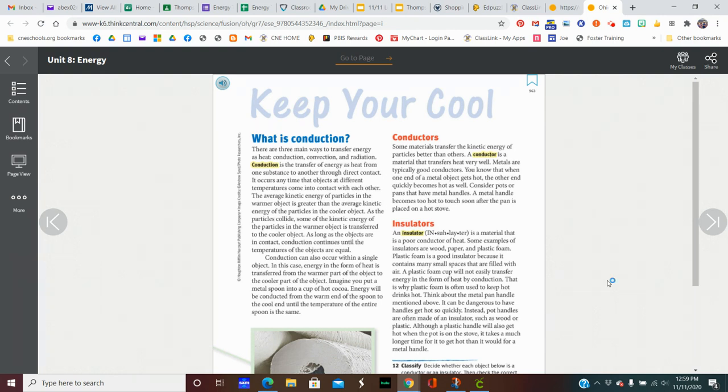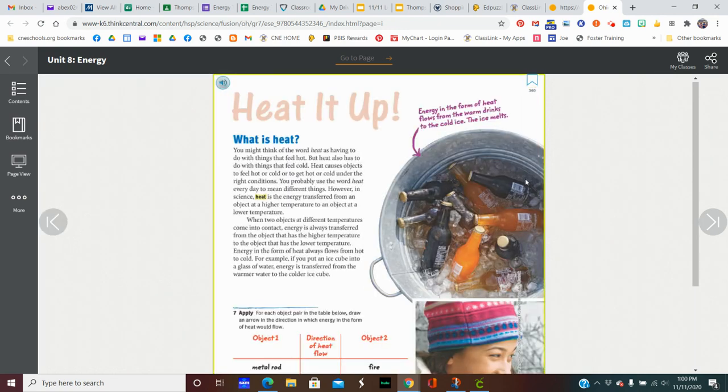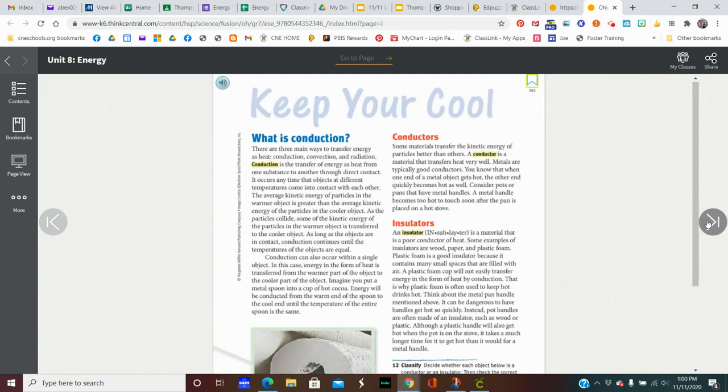So yesterday when we were looking at the picture of the drinks in the cooler, this would be an example of conduction. The drinks are touching the icy water. So the warmer substance, whose particles are moving faster, is going to conduct heat, transfer heat directly by contact to the slower moving cooler particles until they eventually all become the same temperature and are moving at the same rate.